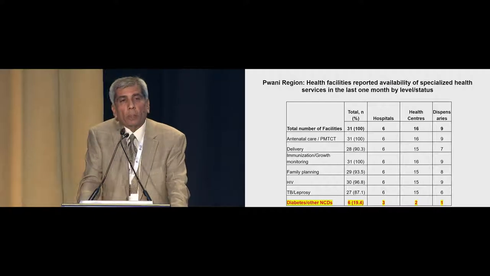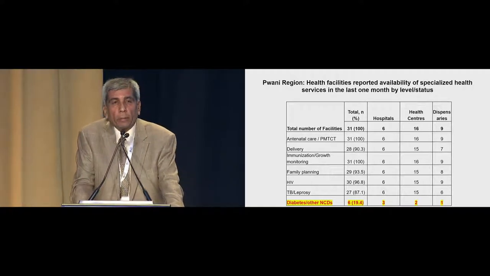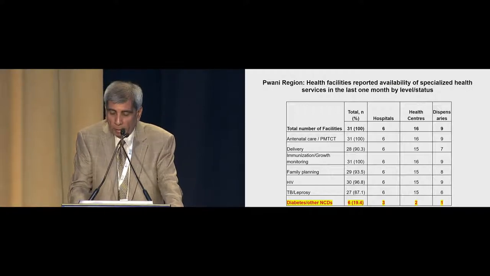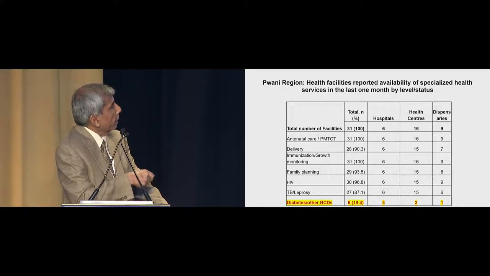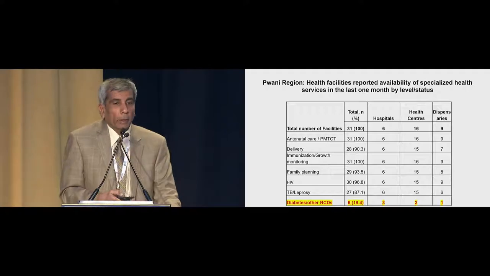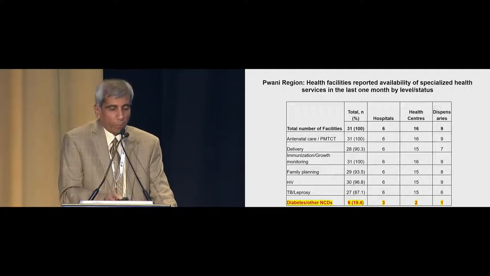As a part of the assessment, we looked at different clinics at the regional level, dispensaries, health centers, regional hospitals, and referral hospitals, and tried to see what services are available at these levels and where the gaps are. And if you see here in the gaps, the antenatal services within the hospitals, delivery, immunization, family planning, HIV and TB, these services have almost 90 to 95% coverage. But when you look at NCDs, hypertension, diabetes and others, the coverage was less than 20% in most of these facilities at different levels of care.